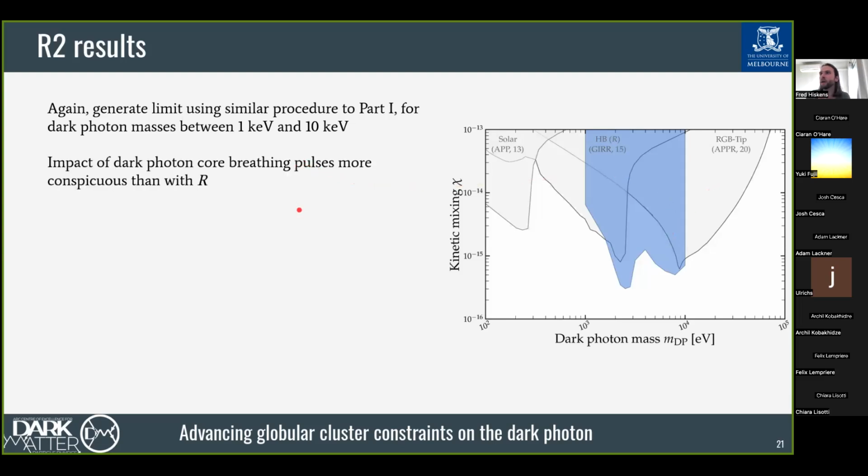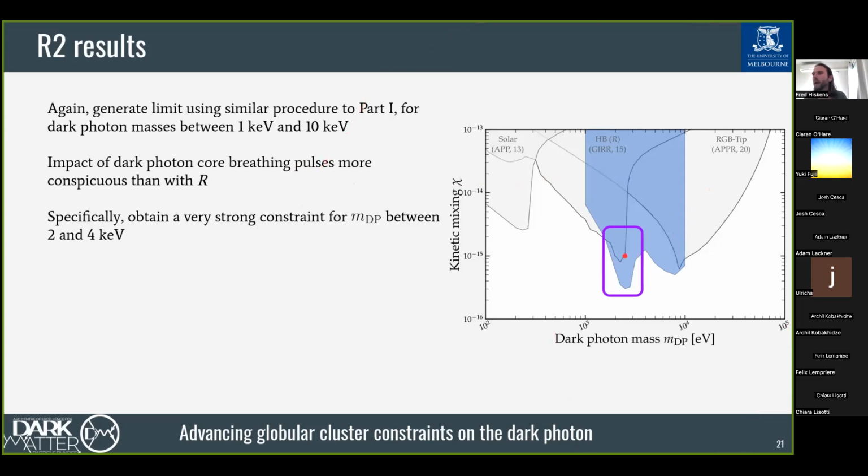The impact of dark photon core breathing pulses is more conspicuous in this one. Specifically, we have a very strong constraint in this region down here, between 2 and 4 keV masses for the dark photon. These correspond exactly to where you have a resonant production region in the core, which causes these core breathing pulses.